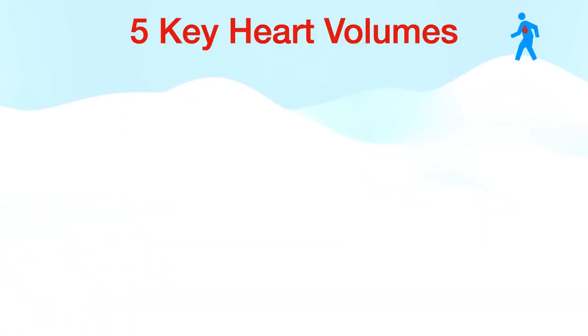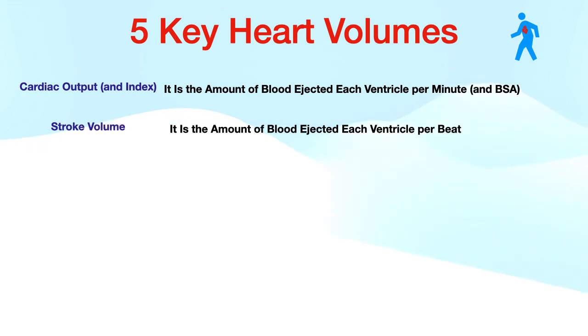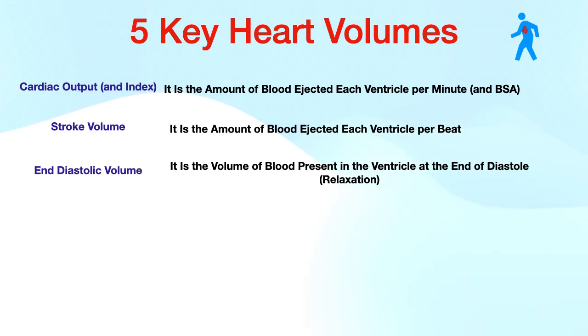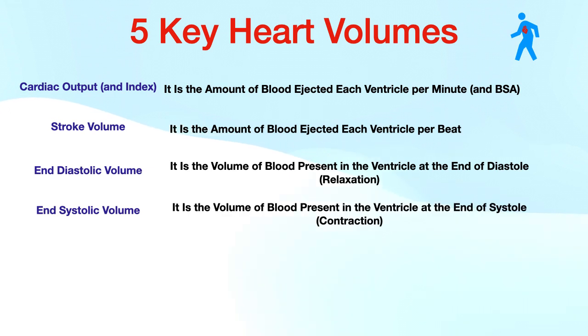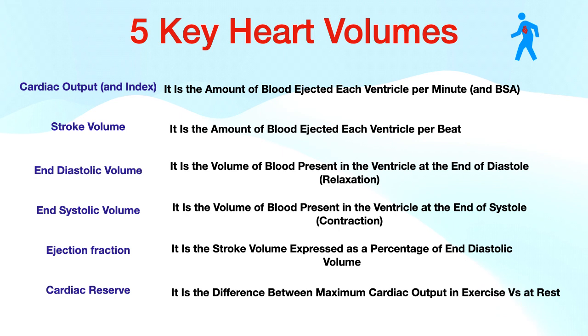That brings me to summarizing the 5 key heart volumes. Cardiac output is the amount of blood ejected by each ventricle per minute. Cardiac index is body surface area specific. Stroke volume is the amount of blood ejected by each ventricle per beat. End diastolic volume is the volume of blood present in the ventricle at the end of diastole, which is relaxation. End systolic volume is the volume of blood present in the ventricle at the end of systole or contraction. Ejection fraction is the stroke volume expressed as a percentage of end diastolic volume. Cardiac reserve is the difference between maximum cardiac output in exercise versus at rest.